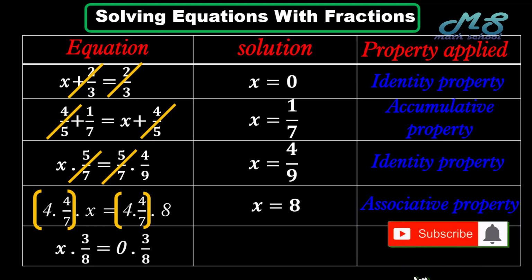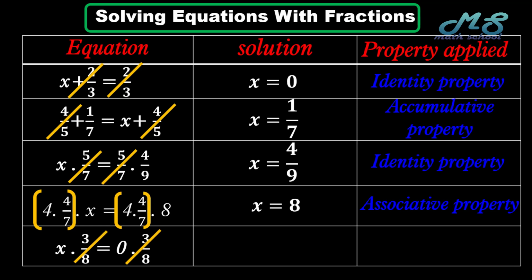Next, guys, x times 3 over 8 equals 0 times 3 over 8. Cancel the repeated factor 3 over 8 from both sides. We will get that x equals 0. What about the name of the property? It is called zero property. We studied before that 0 times any fraction equals 0.